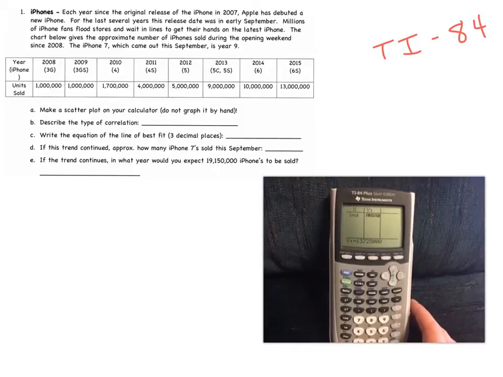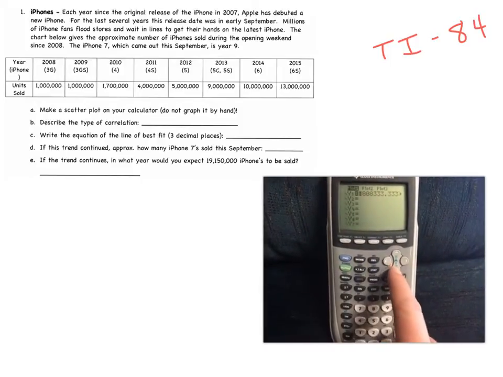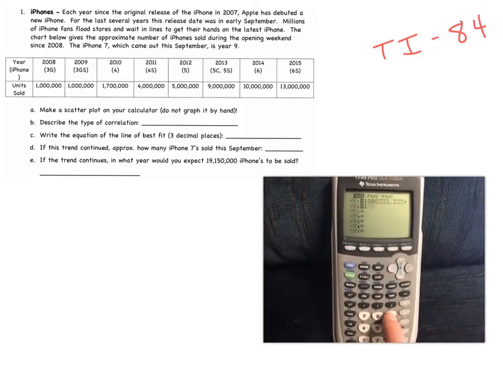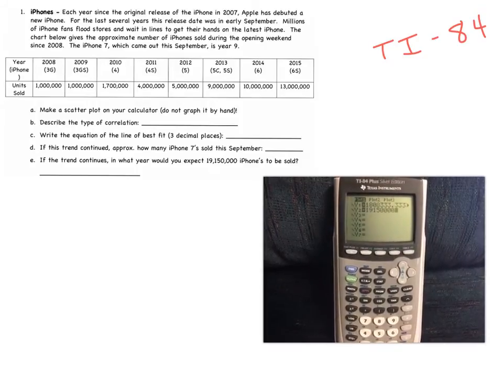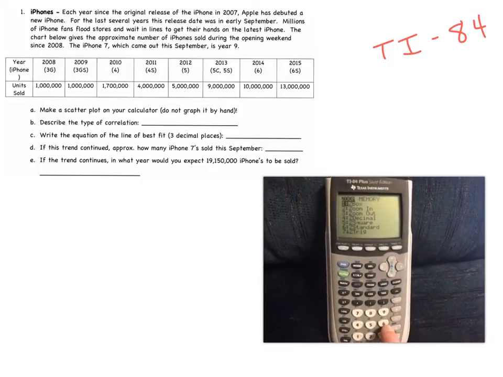Now for the last part, they say, when will we expect 19,150,000 iPhones to be sold? So they're giving us the units sold, which is the Y value. So we're going to go to Y equals, down to Y2, and type that number in, 19,150,000. We're then going to graph that by hitting zoom 9.